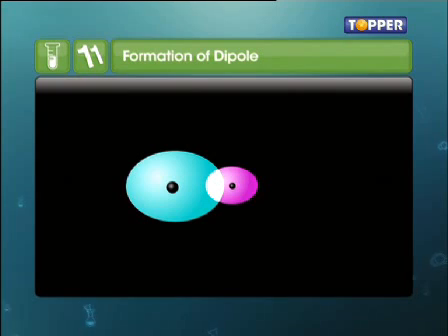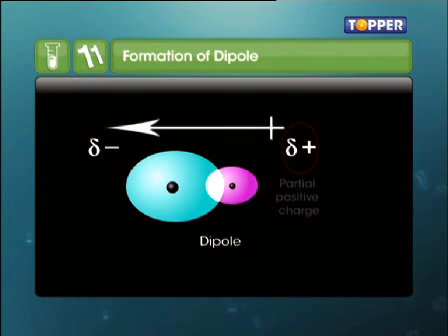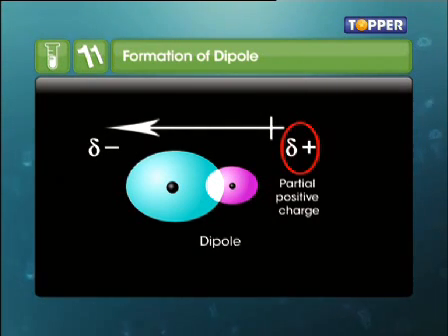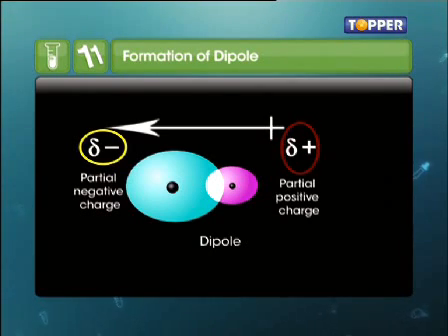This property of pulling the shared pair of electrons towards itself is known as electronegativity, and the resultant bonds are called polar covalent bonds. Examples of polar covalent bonds arising because of the difference in electronegativities are HCl, HF, etc. When a molecule is formed by two atoms, one end becomes positively charged and the other end becomes negatively charged. Thus, a partial positive charge is developed on the less electronegative atom and a partial negative charge is developed on the more electronegative atom. Such an arrangement is known as a dipole.